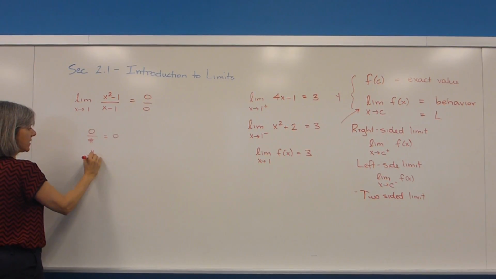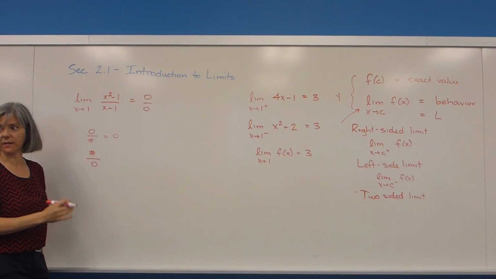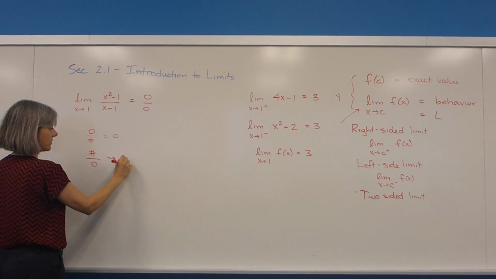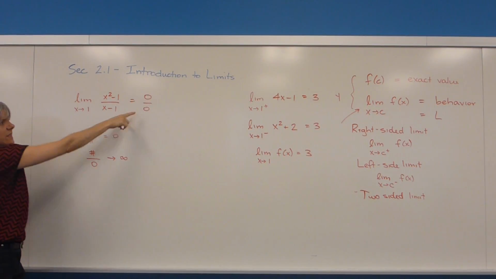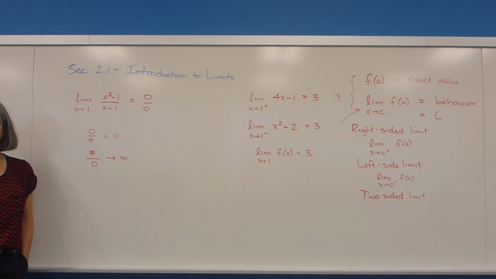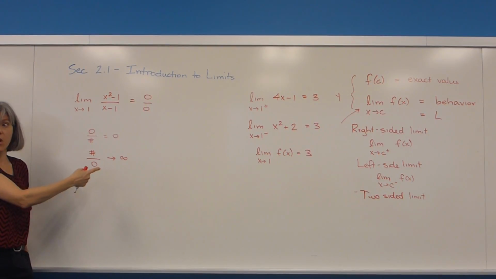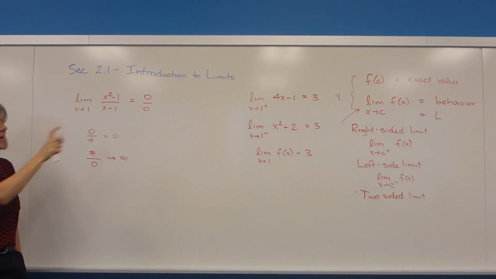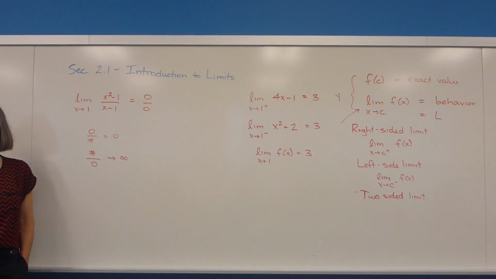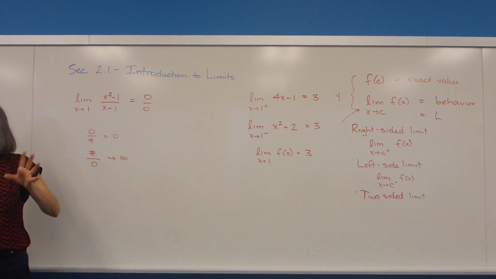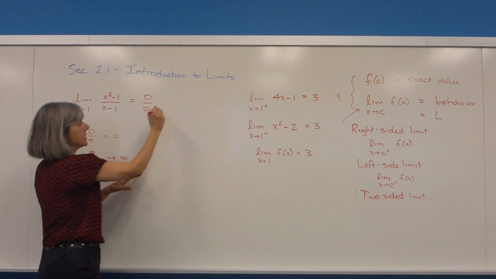But I know that any number divided by 0 is what? That blows up, right? That's going to infinity. So which one's that? 0. Or anything in between. We don't know what that is. That seems kind of weird. Anytime you get 0 over 0, we don't actually know what that is until we do more work. This is called an indeterminate form.